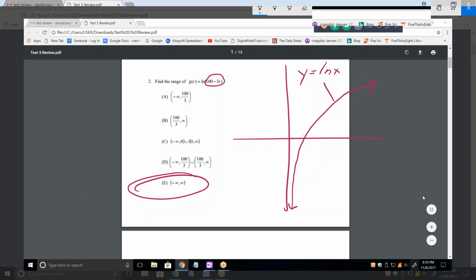And this point right here is (1, 0) always. What that means is that when you take the logs of numbers between 0 and 1, you get negative answers. When you take the logs of numbers greater than 1, you get positive answers. So the fact that my argument is 100 minus 3r really doesn't matter. It restricts r to being no greater than 33.